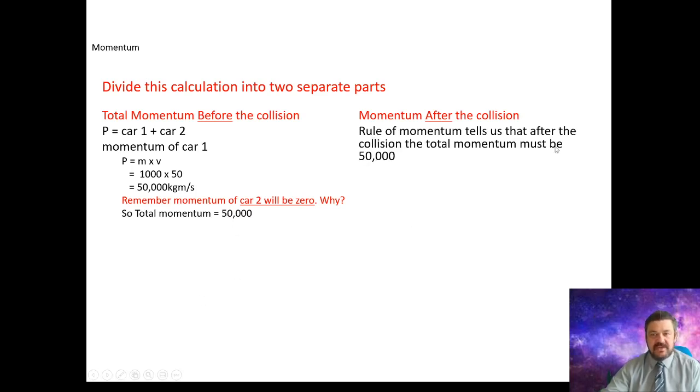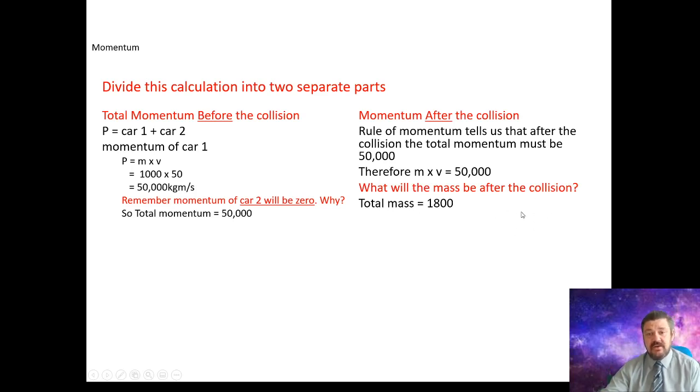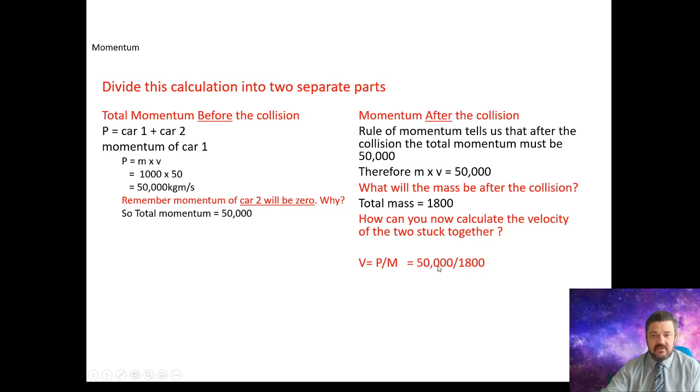So the rule of momentum tells us that after the collision, the total momentum must be 50,000 kilograms meters per second. What happens on one side has to happen on the other. So therefore, mass times velocity equals 50,000 kilograms meters per second. But we've got a new mass because our cars have joined together. Our new mass, remember, is 1,800 kilograms. Car 1 was 1,000 kilograms, car 2 was 800 kilograms. So how can we calculate the velocity of the two cars that are now stuck together? Well, we just use the equation: 50,000 divided by 1,800 gives us a velocity of 27.8 meters per second.